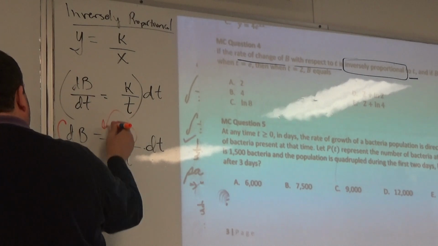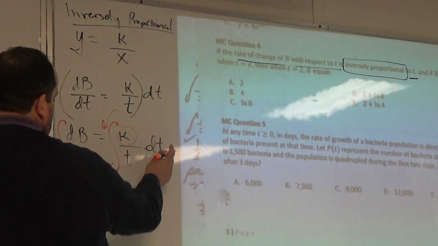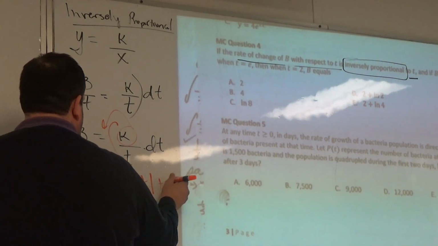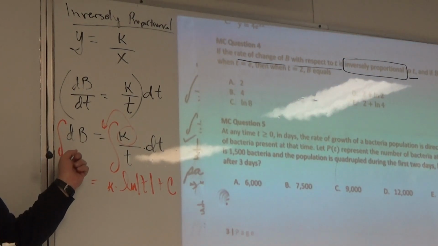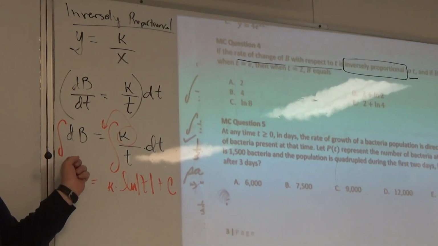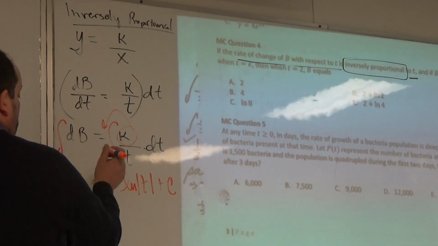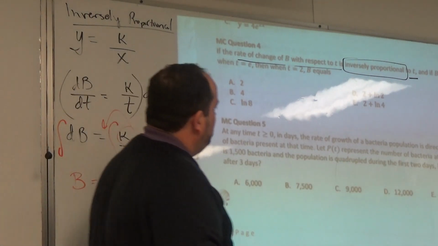K is a constant. Take that constant out. Boom. K times the integral of 1 over t dt. Everybody knows that one? Natural log absolute value of t plus c. Integral of db is just b. So b equals k natural log absolute value of t plus c.